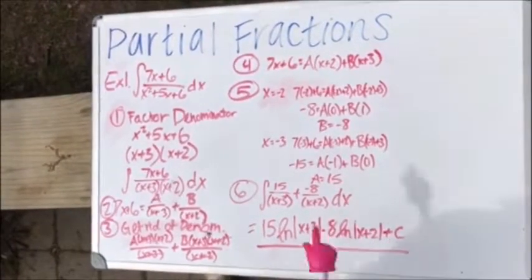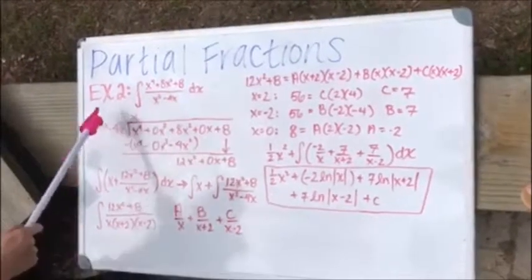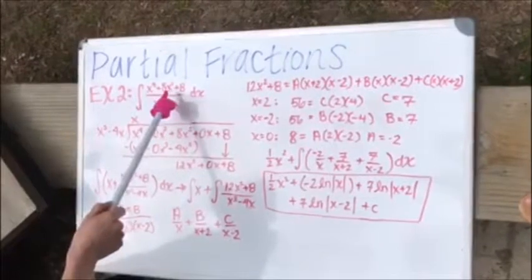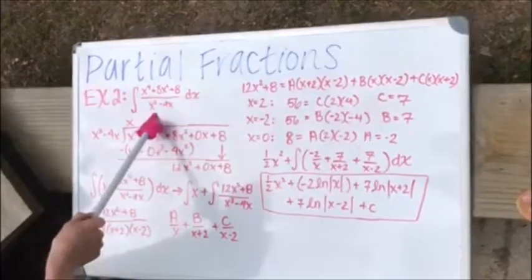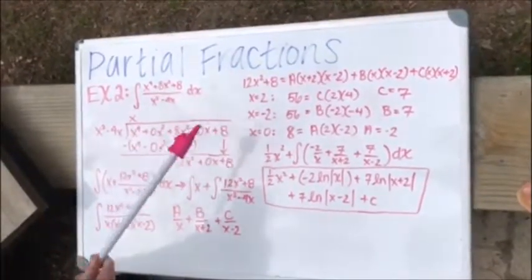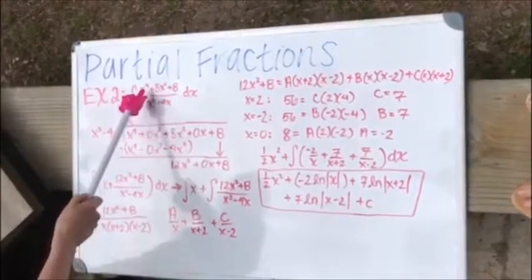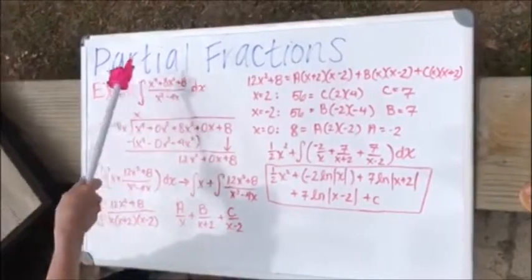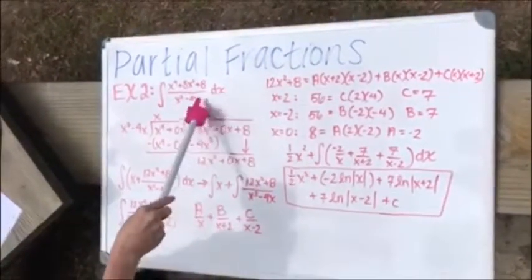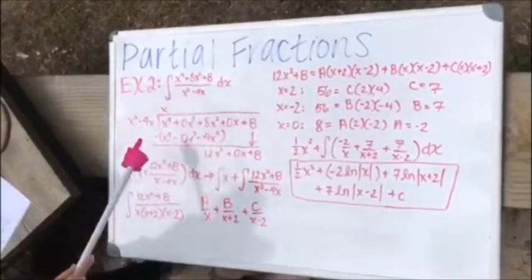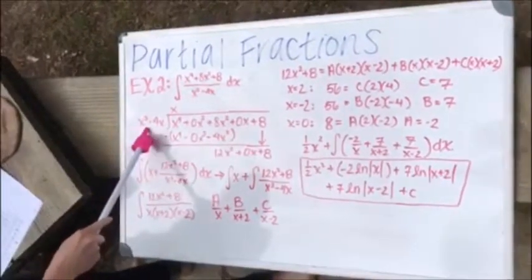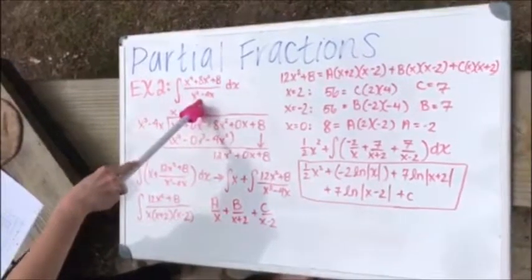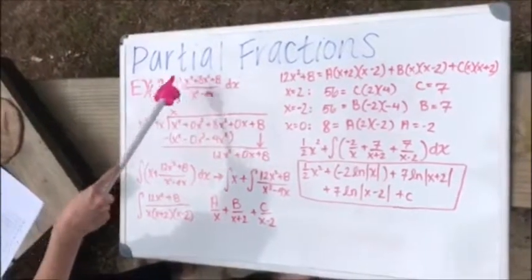Remember the plus C. So our second example is the integral of x to the fourth plus 8x squared plus 8, over x cubed minus 4x, dx. And so our problem here is that the exponent on the top is bigger than the exponent on the bottom, and it doesn't work if you're doing partial fractions that way. And so before we start doing any partial fractions, we have to use long division to make the denominator have a higher exponent than the numerator, or an equal one.